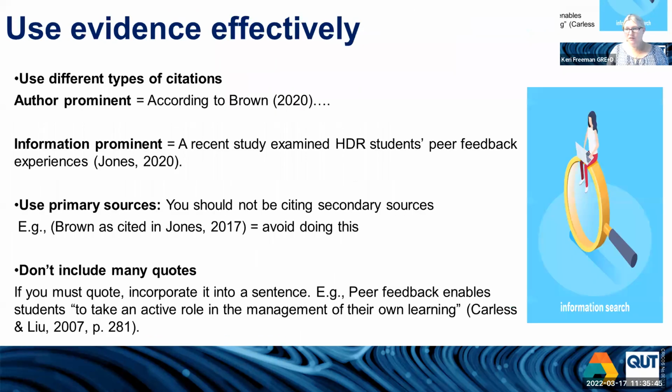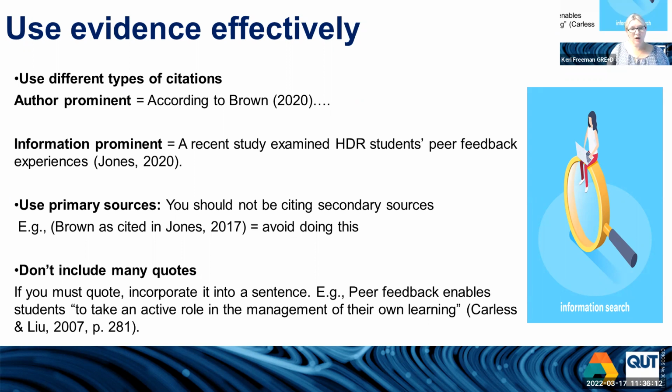Use your evidence effectively. This is another way you show your critical thinking. We have author prominent or information prominent citations. So if it's important for the reader to know who the author is, make it author prominent. If it's not as important, information prominent. And I want a mix of this. I don't want you to use just one all the way through. We want a nice mixture as we go.